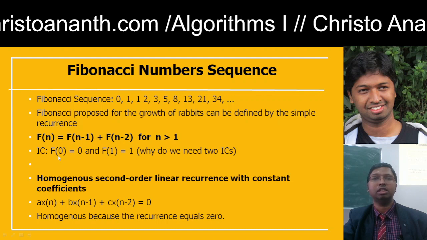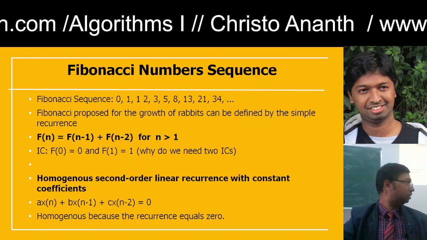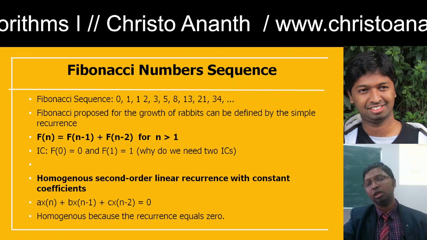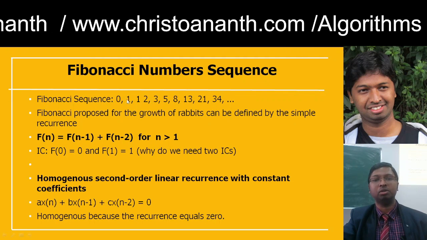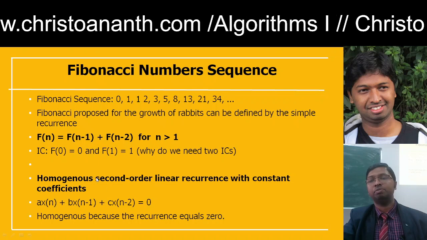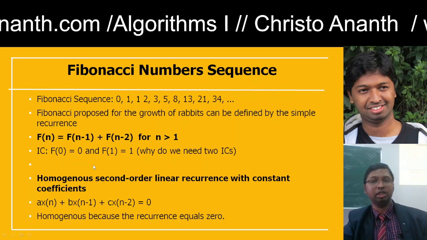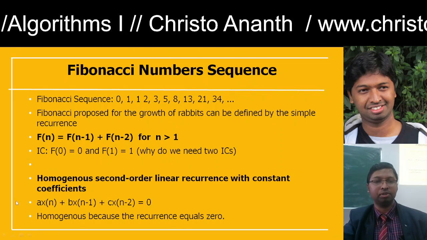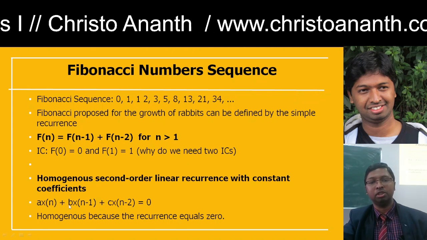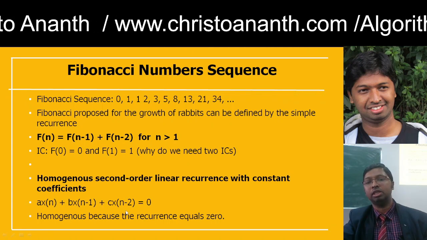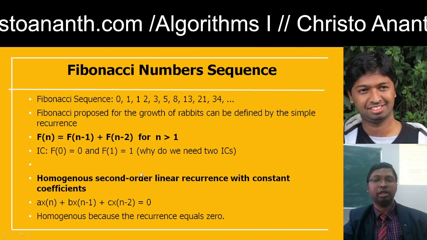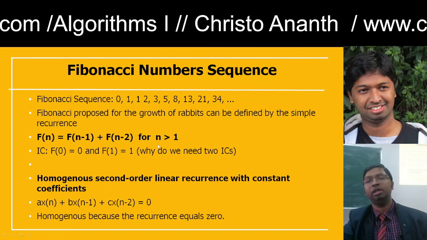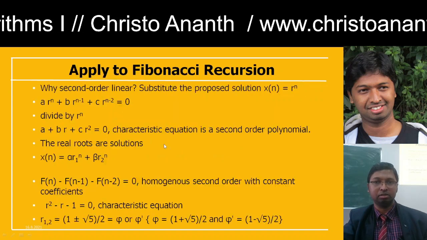For the initial conditions, f of 0 is equal to 0, and f of 1 is equal to 1. We specify a homogeneous second order linear recurrence with constant coefficients: a x of n plus b x of n minus 1 plus c x of n minus 2 equal to 0. For this case, the recurrence becomes 0, and it will be a homogeneous condition.